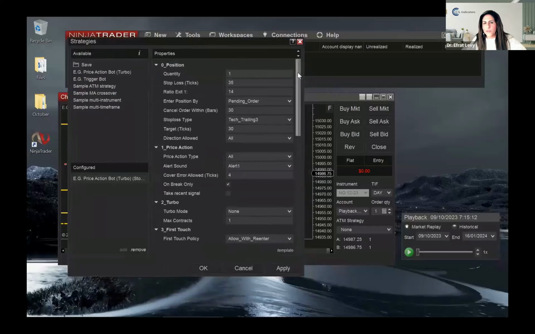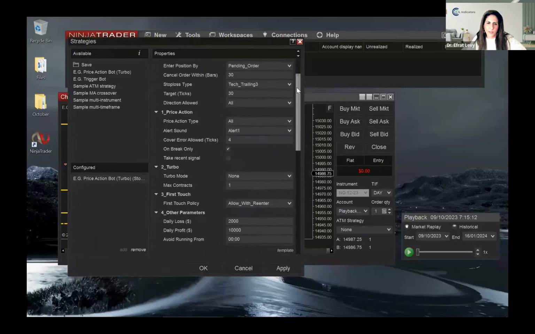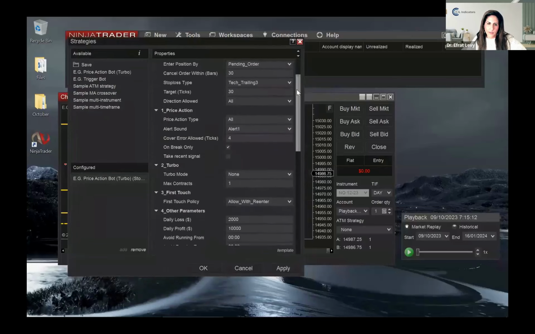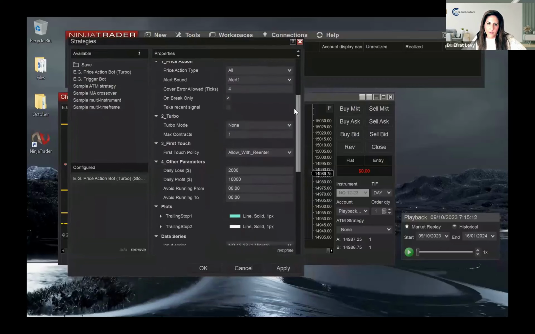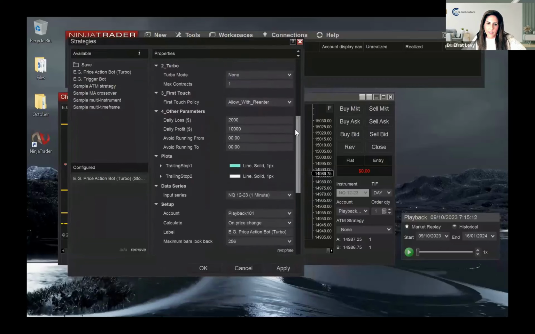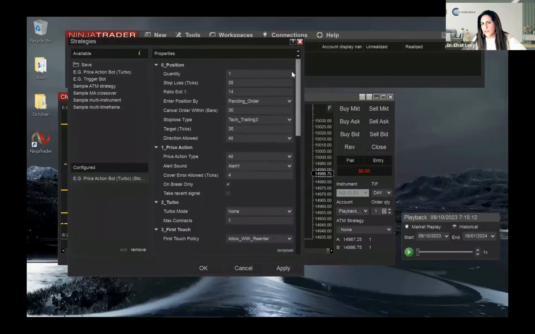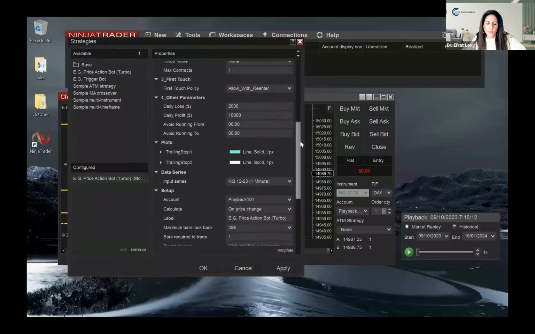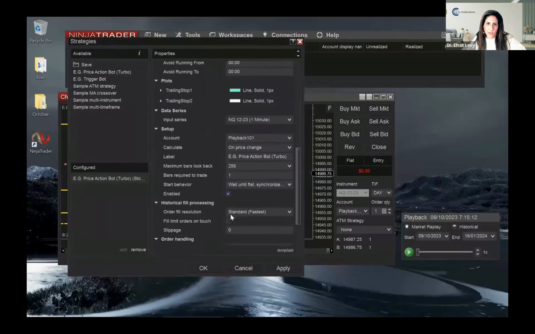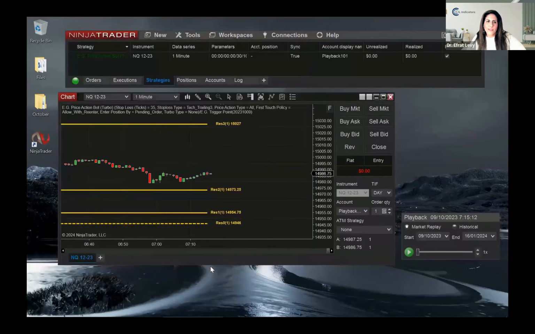Regarding the stop loss, I'm picking a technical-based trailing stop loss. It's called Tech Trailing 3 here. And first touch policy is enabled. Allow with re-enter. As long as the level was not broken, the bot can trade reversal on this level. And now I enable the bot and it's ready to run.